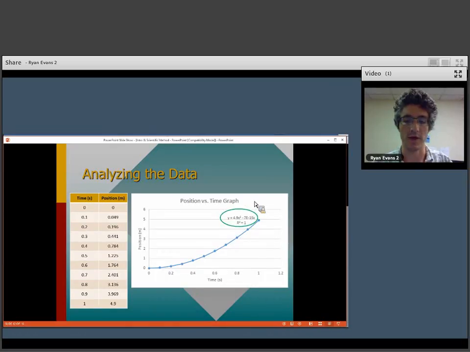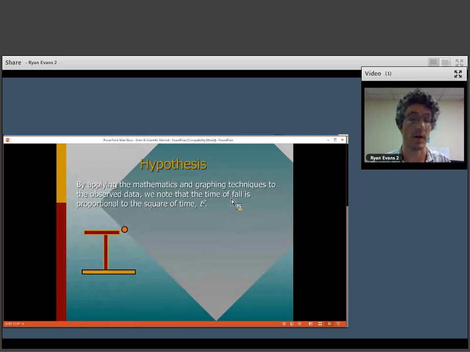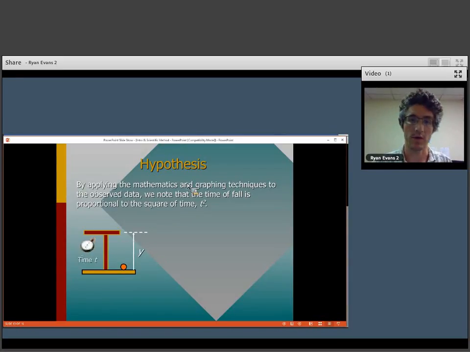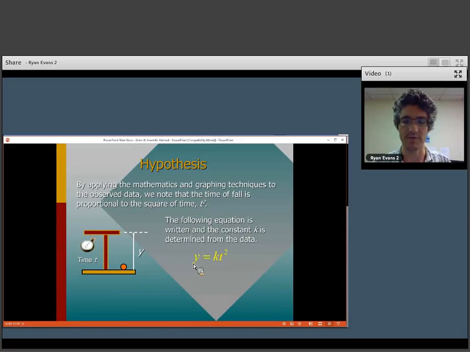So here's our equation. This is an incredibly small number right here, so we can ignore it. So now we have a hypothesis. A hypothesis is our mathematical equation fitted to data. We note that the distance of fall is proportional to the square of time, t squared. So remember, our equation was y equals 4.9 times x squared. X is time, y is distance, the vertical distance. So the equation looks a little bit different here, but our 4.9 is what we describe as a constant.